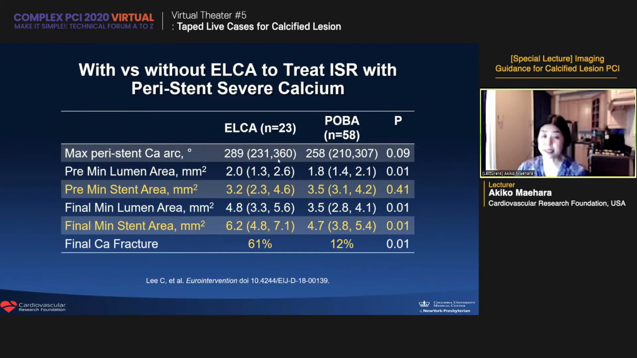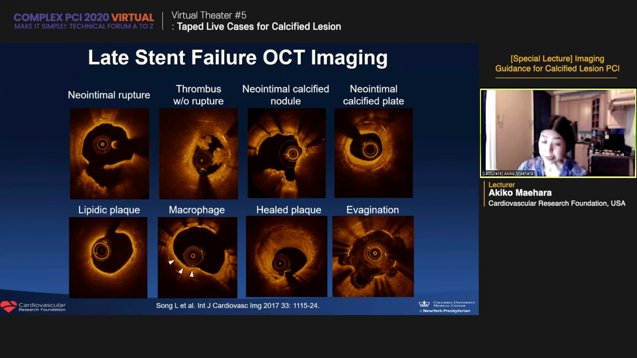And we compare the cases who had in-stent stenosis due to under-expansion due to peri-stent severe calcium, comparing laser versus balloon angioplasty only. And we see more fracture behind the stent and a good lumen area compared to balloon angioplasty only. Now, atherosclerosis in the stent can be a calcified nodule in the stent or such very thick calcium.